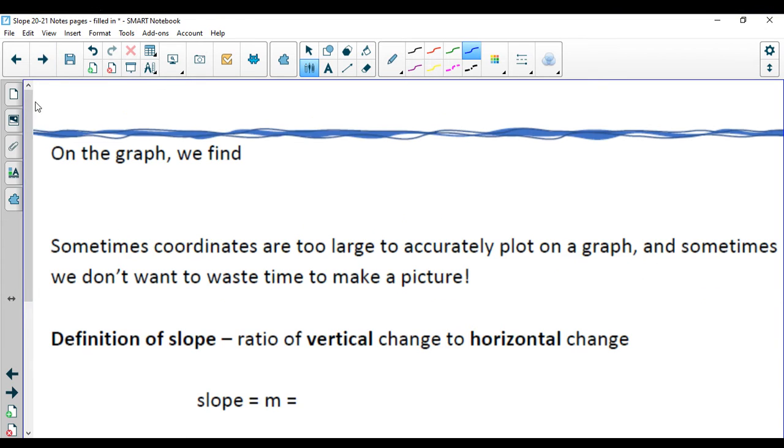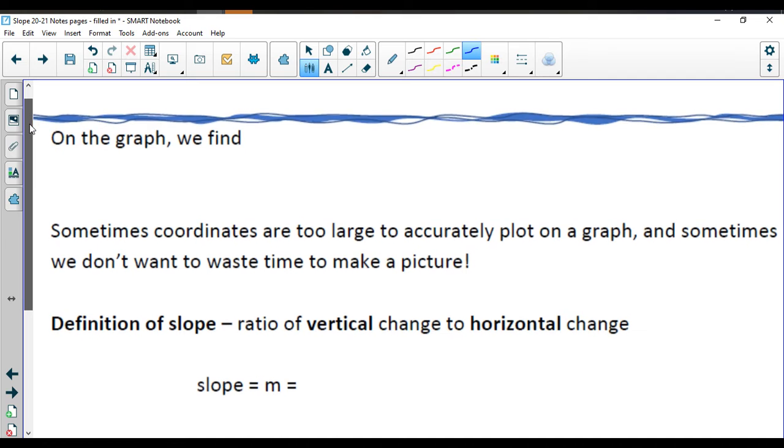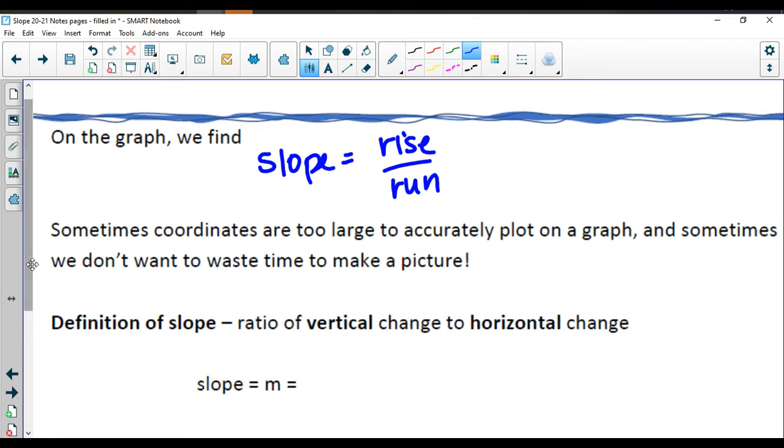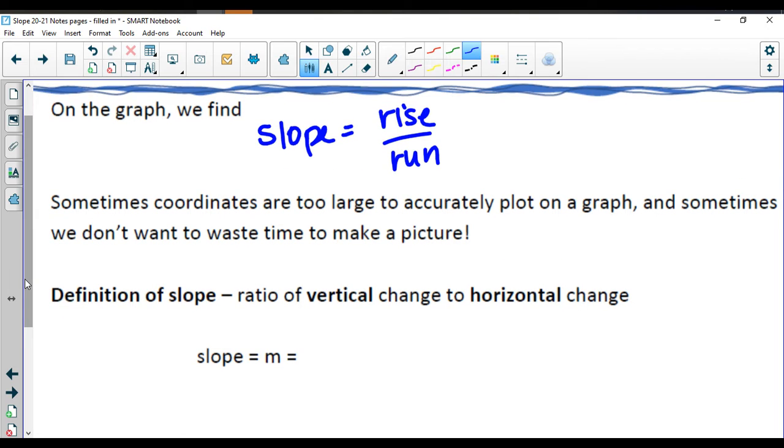So that's your quick integer review. We're going to use that today. On the graph, we find slope, and when we're finding slope on the graph, we are comparing the rise over the run, so the vertical change compared to the horizontal change. Our problem becomes, though, if the coordinates are too large to accurately plot on a graph, and sometimes we just don't want to waste time to actually make that picture and count them up.